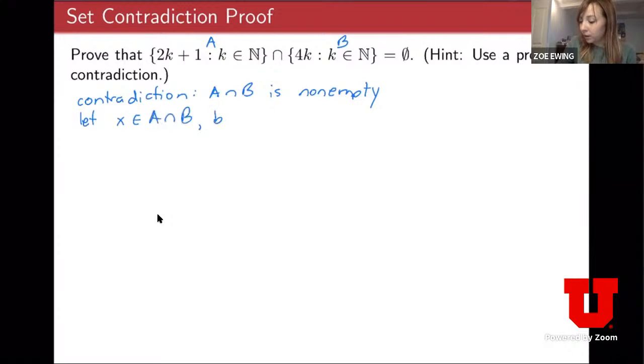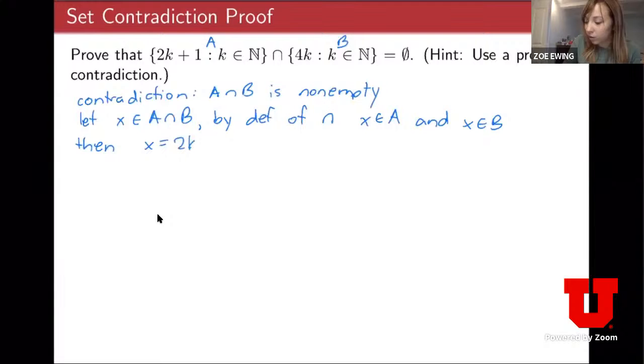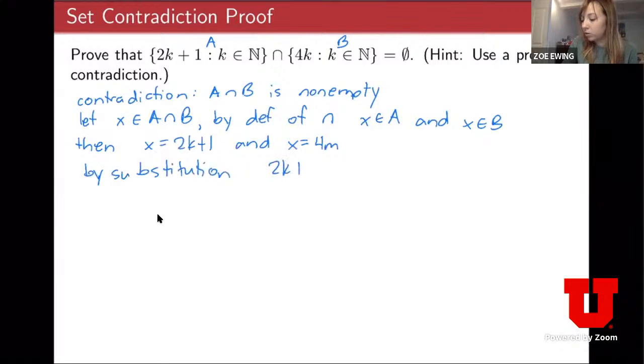And then by definition of intersection, X is in A and X is in B. And that means that X equals 2k plus 1 and X equals 4m. So by substitution, that's where we can say that 2k plus 1 equals 4m.